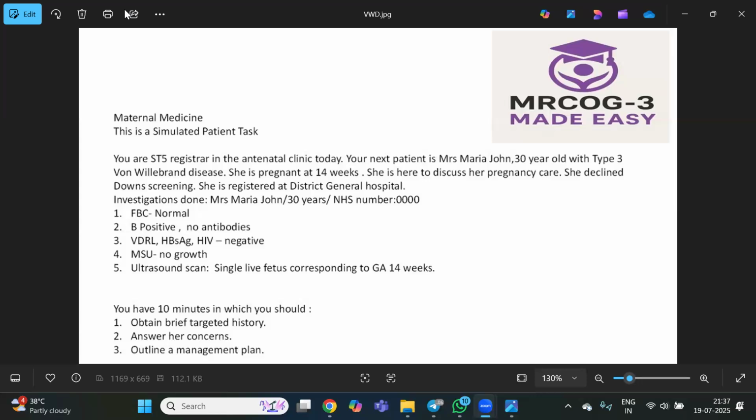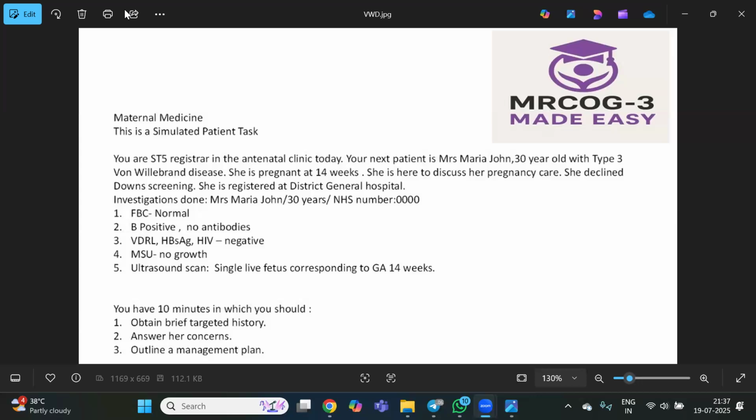She declined Down's screening. She is registered at the District General Hospital. Her investigations are given. You always confirm the name, age, and NHS number. Her full blood count is normal, B positive, no antibodies. And these are all screening, booking blood tests. Remember, these are the booking blood tests: VDRL, HbS, and the viral markers. HIV is negative. Midstream urine shows no growth, and the ultrasound scan shows a live fetus with a gestational age of 14 weeks.